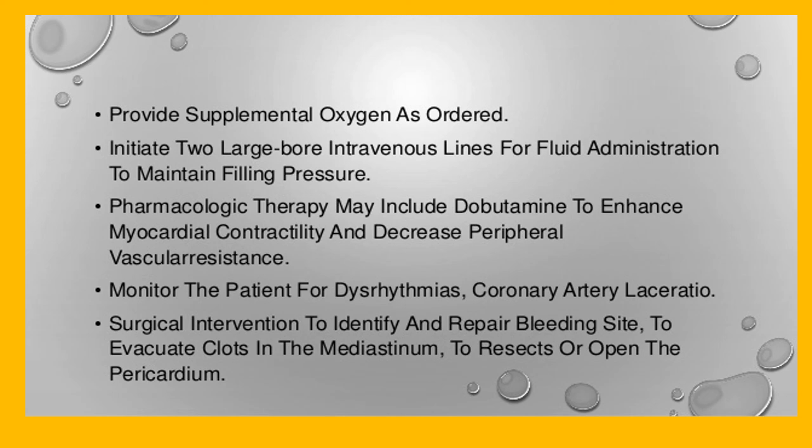And pharmacological therapy: mainly we will be starting dobutamine. Why are we starting dobutamine? In order to maintain the renal perfusion, a low dose of dobutamine, that is 250 mg per vial. A single strength or double strength we can add in 5% dextrose, and we can start with 10 microdrops per minute. And monitor the patient for dysrhythmia, coronary artery laceration, and the surgical intervention in order to identify and report the bleeding site, to evacuate clots in the mediastinum, and to resect or open the pericardium.